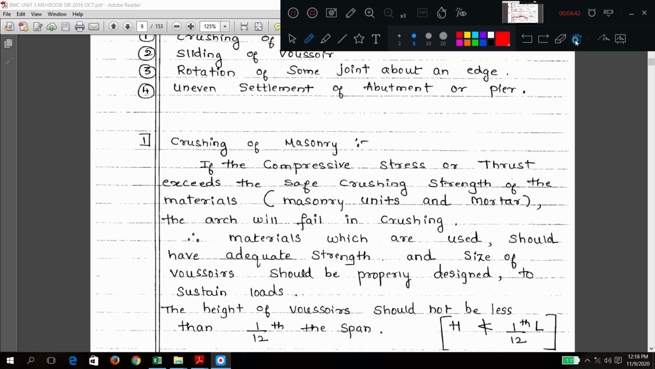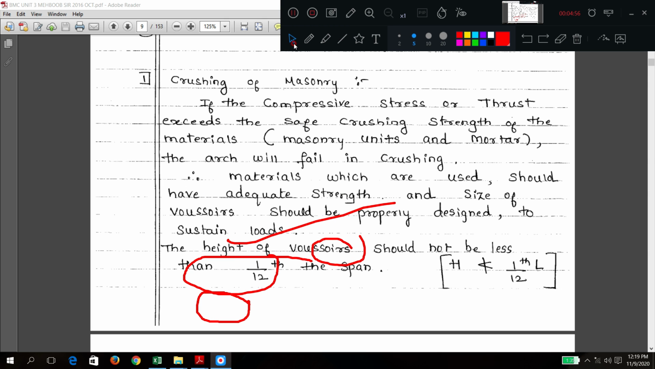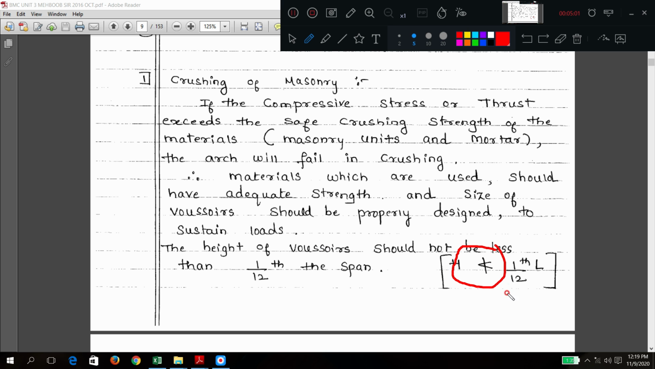What are the points here to be noted? Materials should be strong, first. Visor should be of proper size and shape, second. Third, what we have seen, height should be more. For that reason, how have they written? Height of the arch should not be less than 1/12 of the L. Should not be less means it should be more, no? So depth should always be more than 1/12 of the span. L stands for span, no?